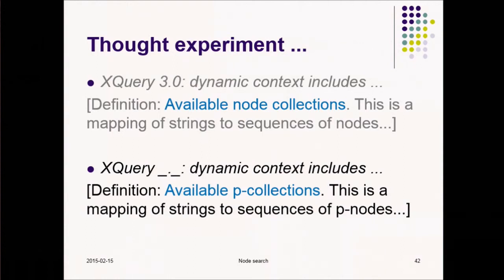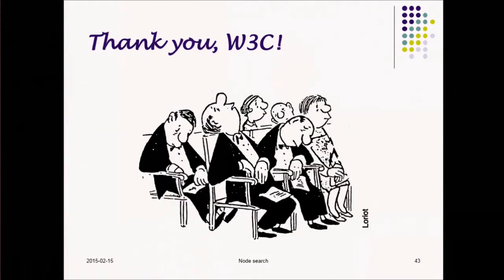We already now have the component available node collections. This is a mapping of strings to sequences of nodes. So what I could imagine adding would be available P collections. This is a mapping of strings to sequences of P nodes. Thank you.